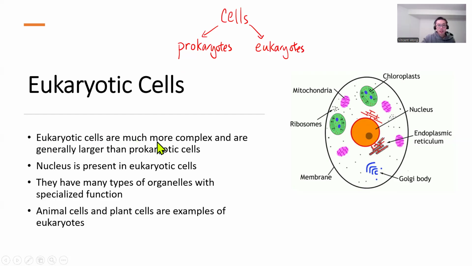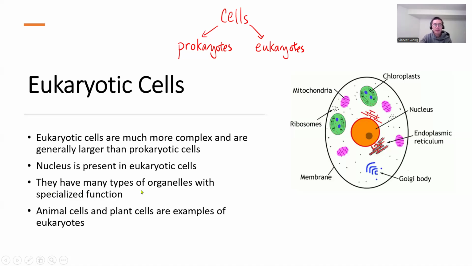Eukaryotic cells are much more complex and are generally larger than prokaryotic cells. The biggest difference between eukaryote and prokaryote is the presence of something called the nucleus. So in the center of the eukaryotic cells, you would see this big spherical structure called the nucleus, and that's where you would keep all your genetic material. It's safely protected inside the nucleus. Prokaryotes don't have that. They have genetic material, but they're not enclosed within the nucleus.